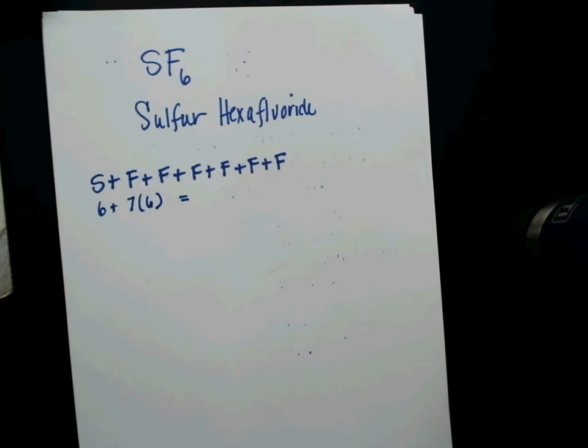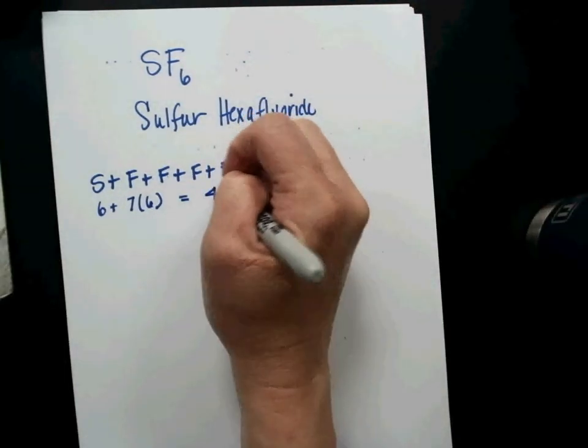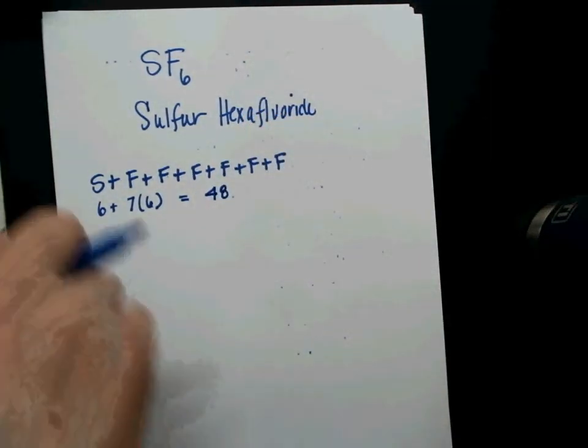How many total electrons do I have to work with? What you got, Jacob? He got 48. I got 48. Did you guys get 48? All right, so I've got 48 electrons to work with.